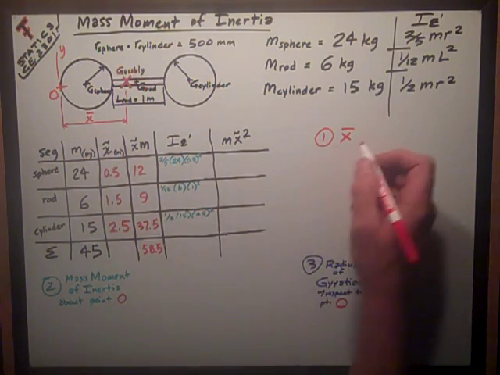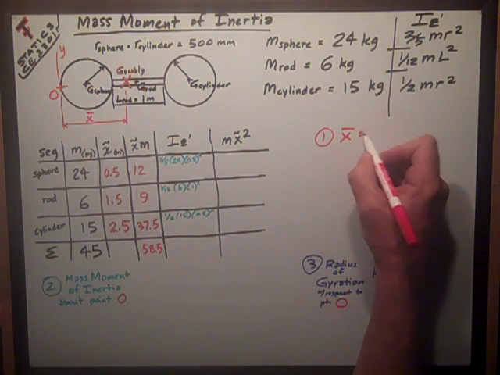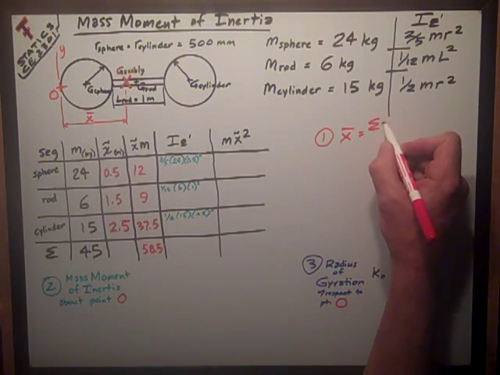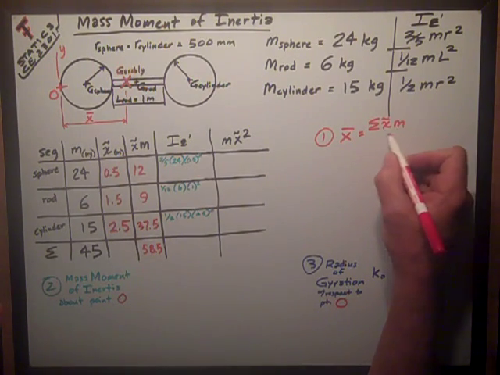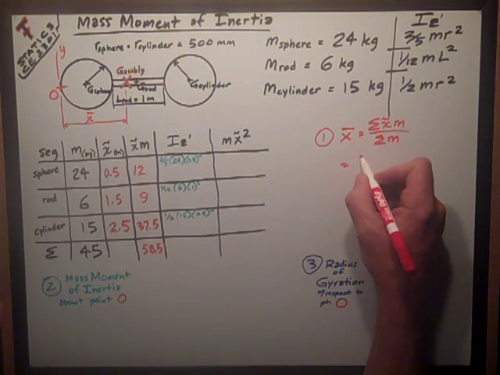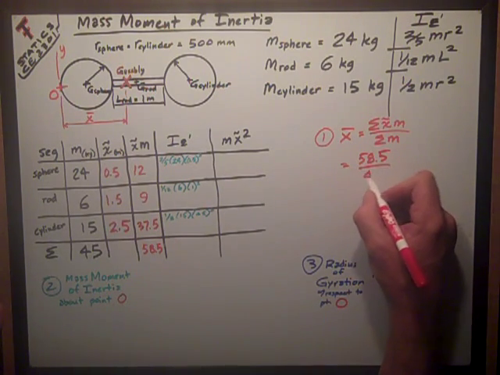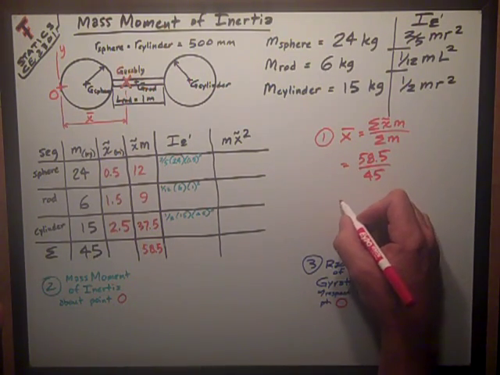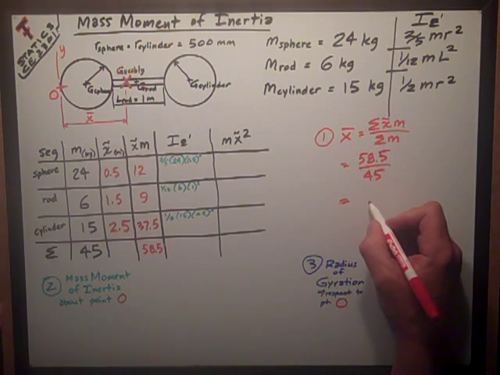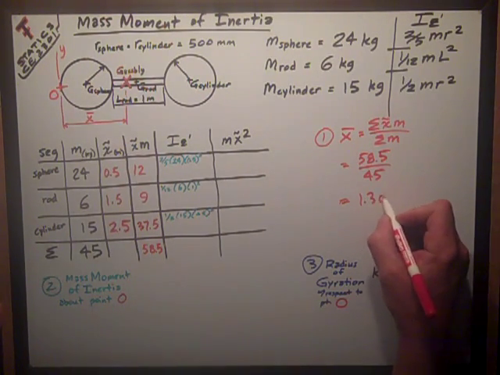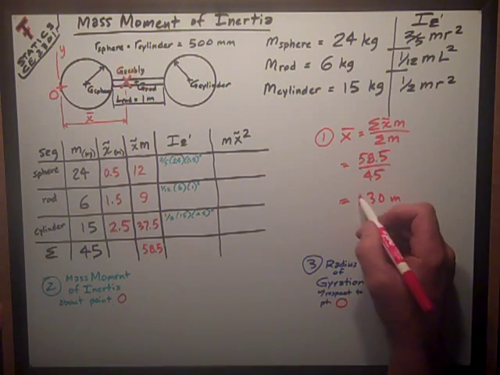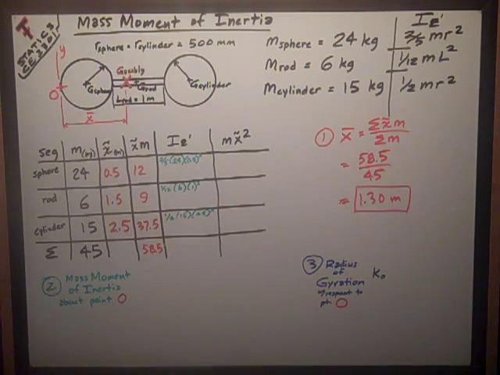So X bar is just equal to the sum of the x tilde m's divided by the sum of the masses. So that's just 58.5 divided by 45, and that equals 1.30 meters. Okay, just like the areas, except we're dealing with masses.